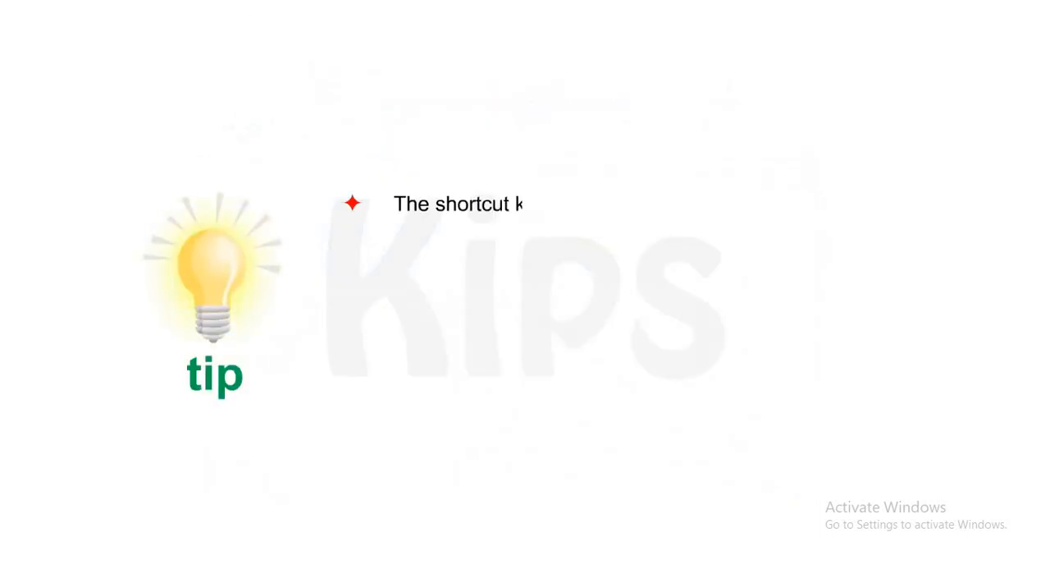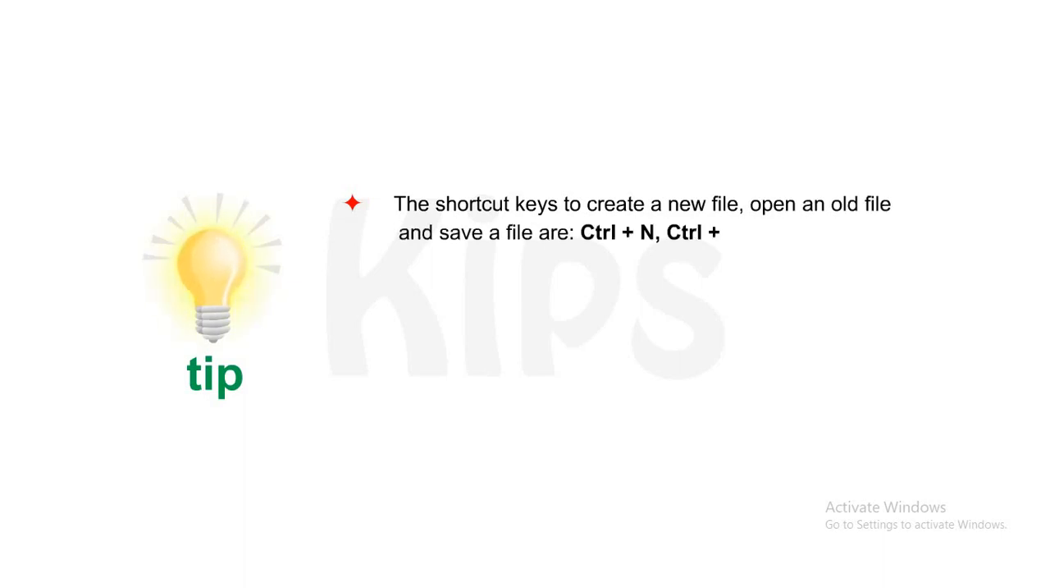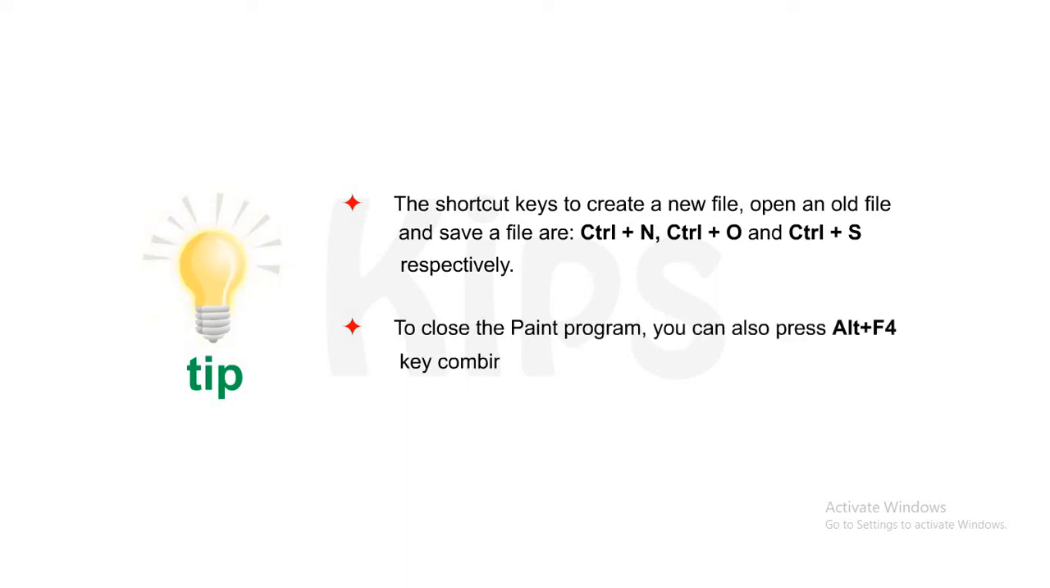Students, the shortcut keys to create a new file, open an old file and save a file are Ctrl+N, Ctrl+O and Ctrl+S respectively. To close the Paint program, you can also press Alt+F4 key combination.